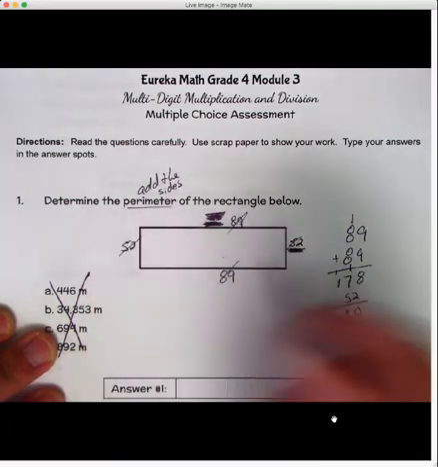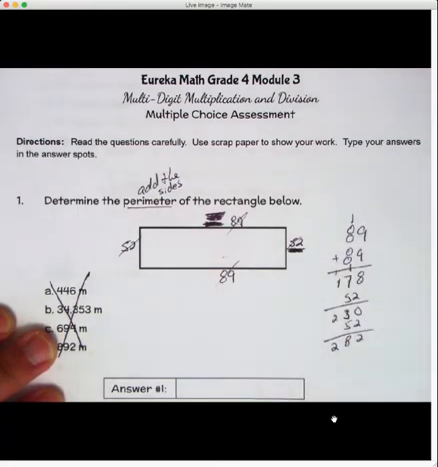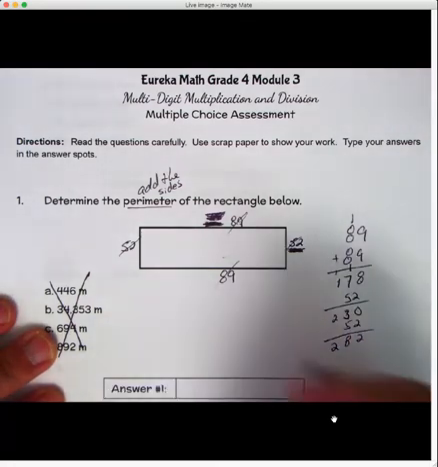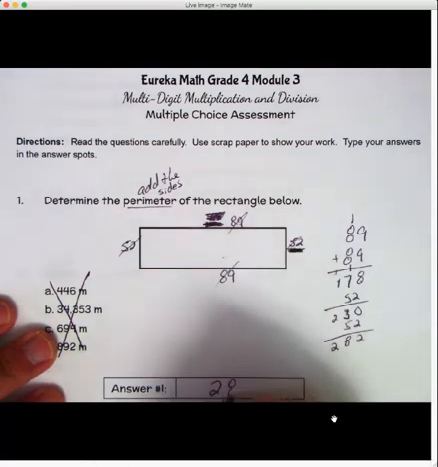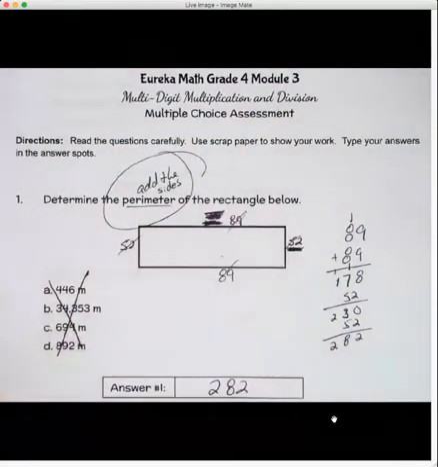Then I've got to add this last 52. 0 plus 2 is 2. 3 plus 5 is 8. So the perimeter of this rectangle is 282. Just remember, on your first question on your test, to find the perimeter, you add all 4 sides, okay?